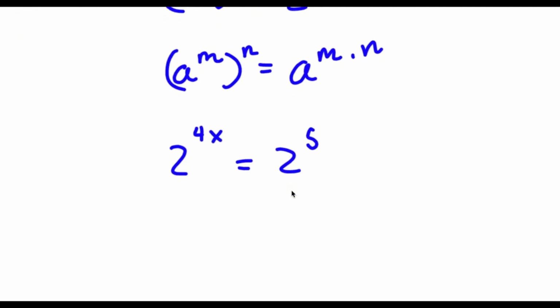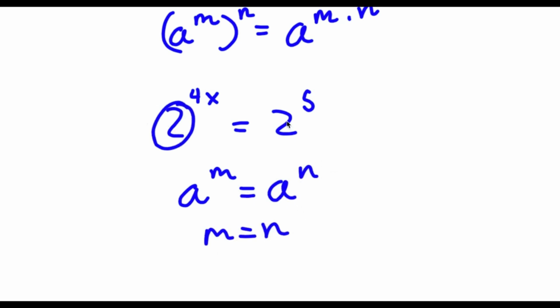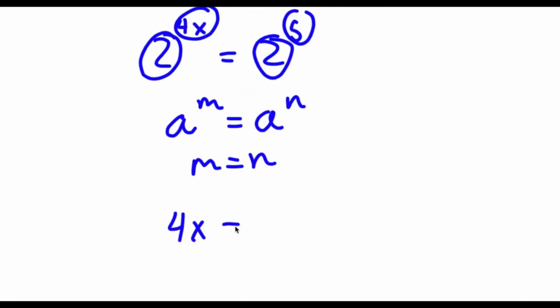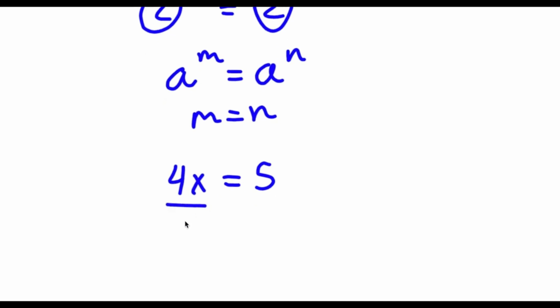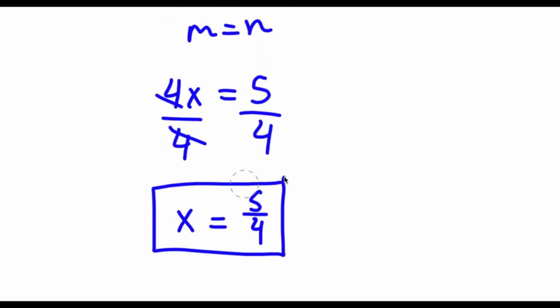Now, if I have something in the form a to the power of m is equal to a to the power of n, then this means that m is equal to n. So in this case, as you can see, both of these bases are the same. So if that's true, then that means both the exponents are the same as well, meaning 4x is equal to 5. So I have 4x is equal to 5, and this is a simple equation to solve. All I have to do is divide both sides by 4, these two cancel out, and I'll be left with x is equal to 5 over 4. So this is my answer.